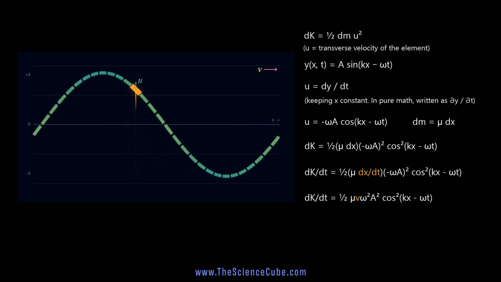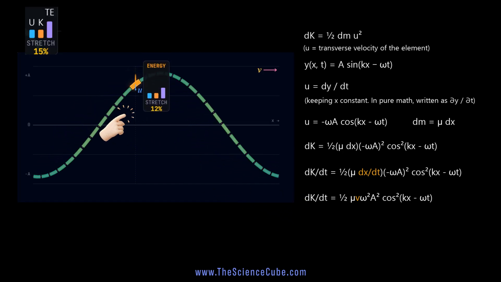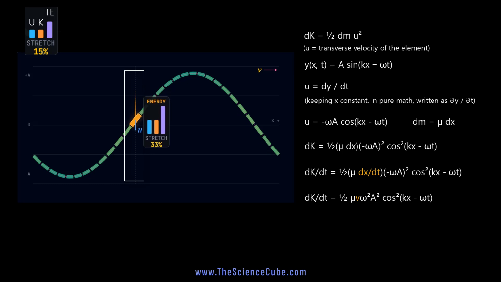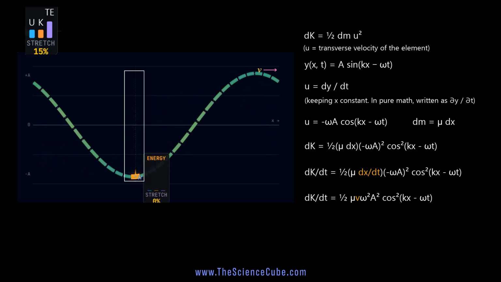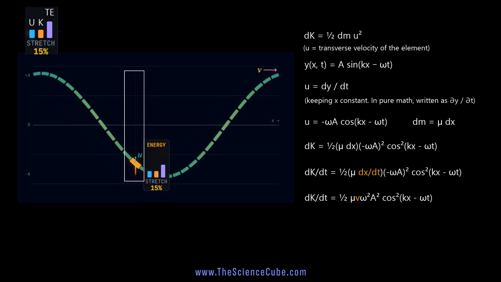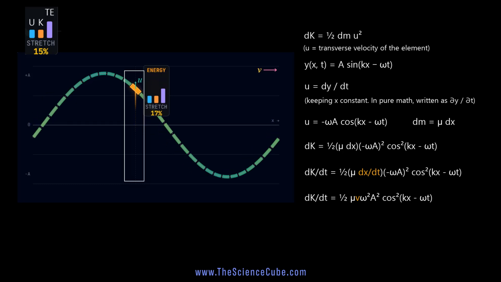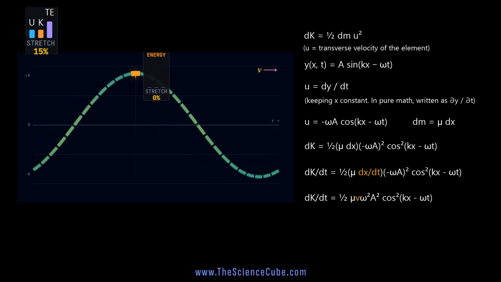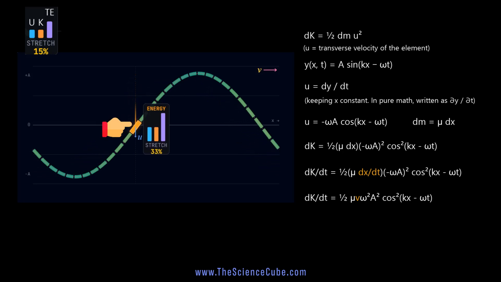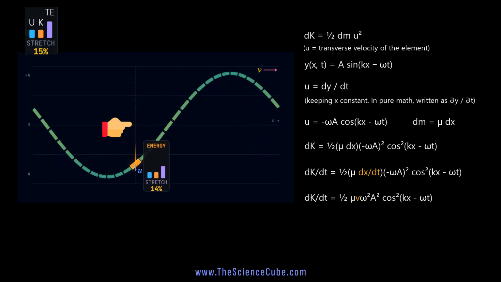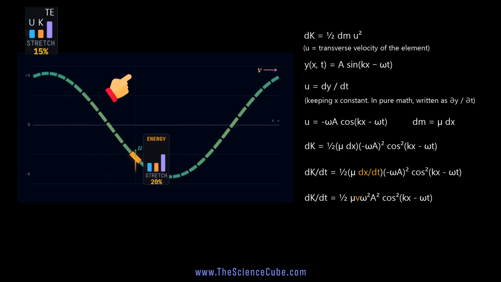But you know that dK/dt represents the instantaneous power and therefore varies across the oscillation cycle. And this variation is mainly because of the cos² term that makes it pulsing rather than constant. It hits a maximum when the string segment is at the equilibrium position, where the cos² value is 1, and drops to 0 when the segment is at the peak, where the cos² value is 0.